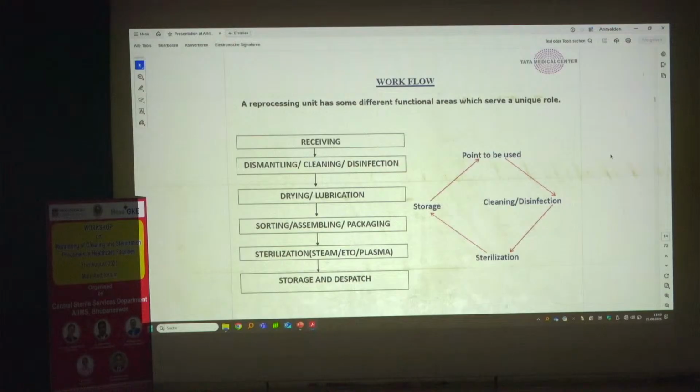Next is the workflow. This is the central sterile supply department. The total workflow is required from receiving to storage and dispatch. It is not that only the packing and sterilization are done. No, it is not a TSSU or a semi CSSD. It is a complete CSSD, where everything from receiving to dispatch is done in both the CSSDs.